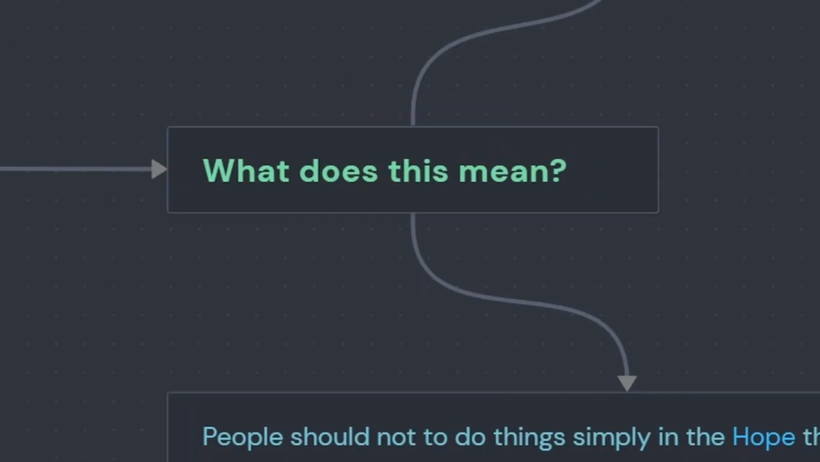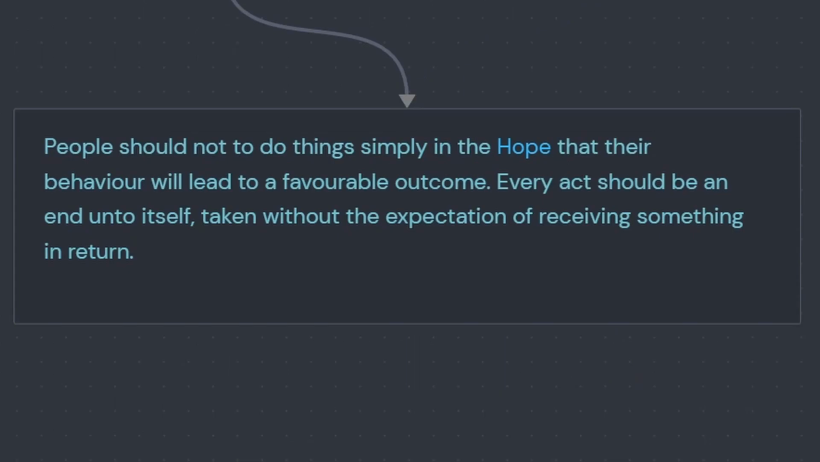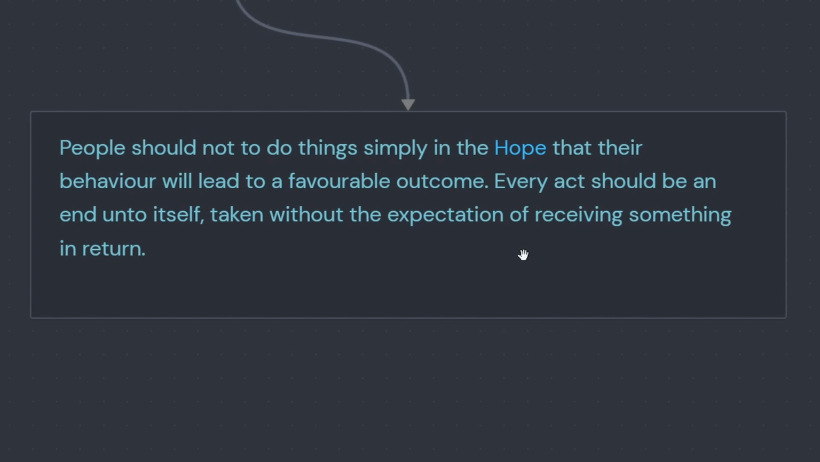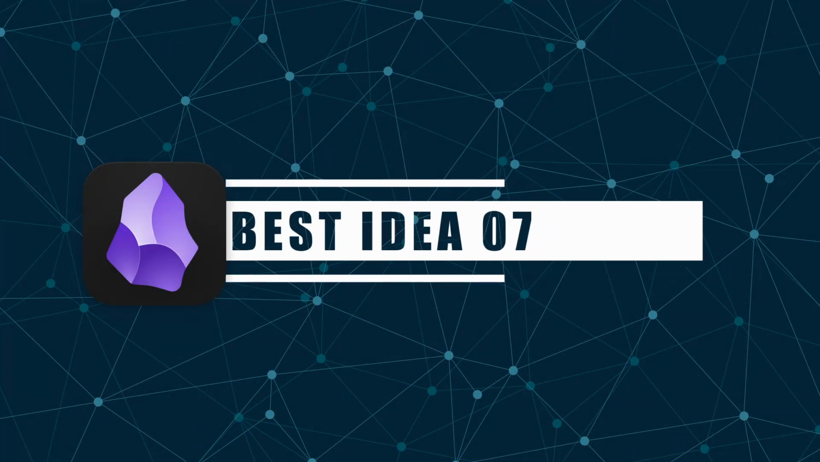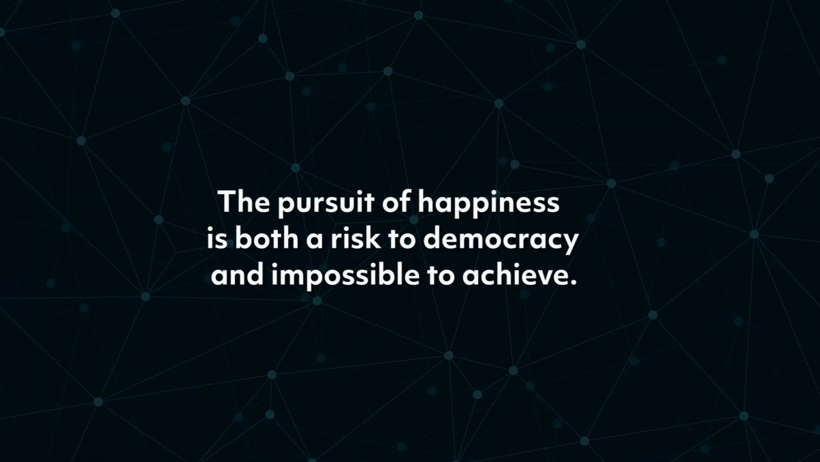And what does this mean? Well, it means that people should not do things simply in the hope that their behaviour will lead to a favourable outcome. Every act should be an end unto itself, taken without the expectation of receiving something in return. The pursuit of happiness is both a risk to democracy and impossible to achieve.